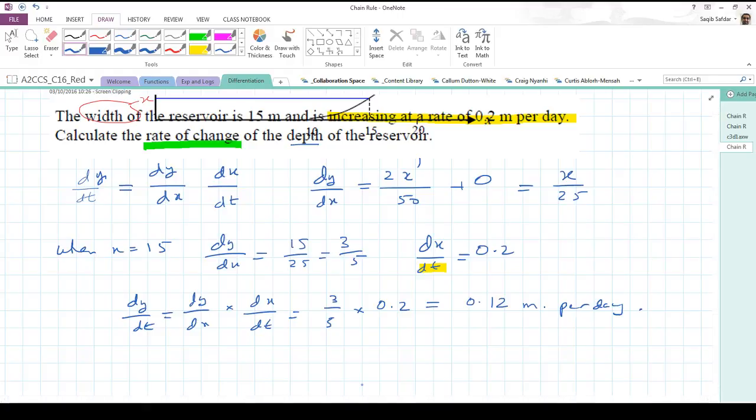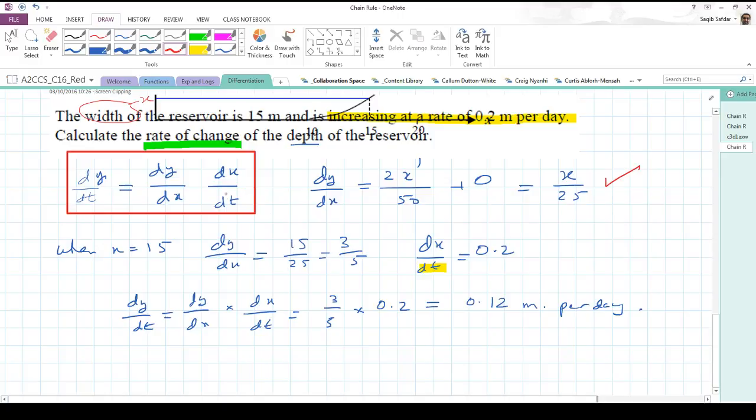Okay, it's a bit much to swallow in, but trust me, as you think about it and go through it, it will make sense. I'll go over this again. So we start off with the chain rule, identify what is needed, so write it out. Let me just put this in a box. And we want to work out dy over dt. So you say, what's dy over dx? We know what dy over dx is. And you say, well, what's dx over dt? Well, dx over dt is just our 0.2. But they've been specific. They've said the width of the reservoir is 15 meters, and at that point it's increasing at 0.2 meters per day.